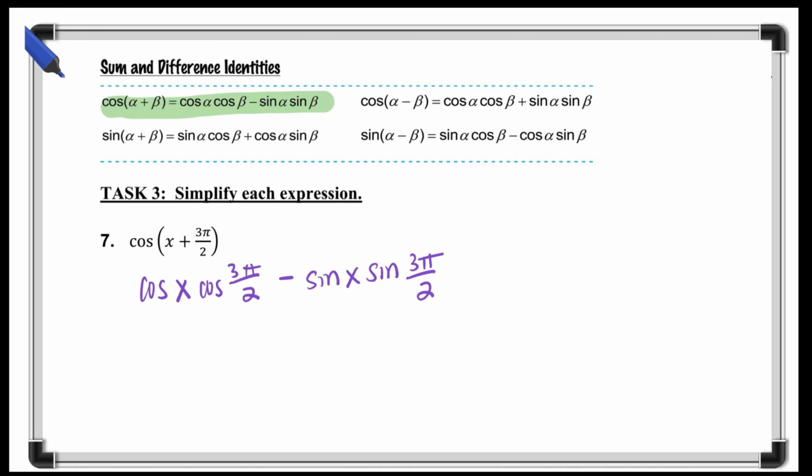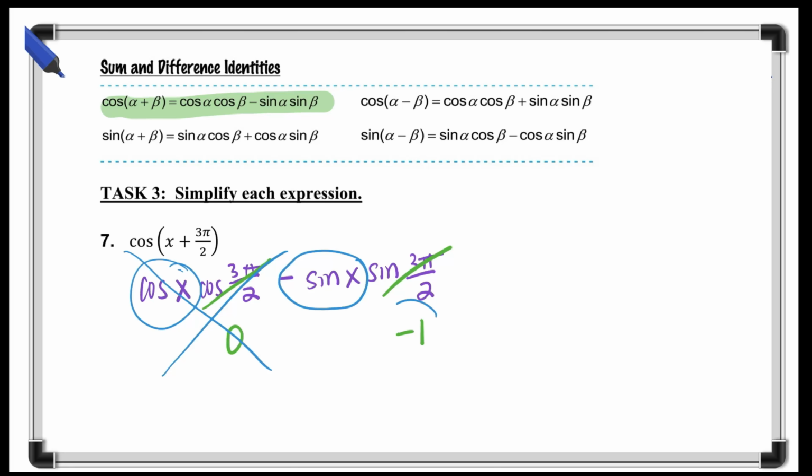All right, so as we look at this question, what we can do is say, well, I know what the cosine of 3 pi over 2 is. I know that is just 0. And then I know that the sine of 3 pi over 2 is just negative 1. So when I simplify my answer here, I have 0 times cosine of x, well, that's just 0, right? So that's going to cancel out. And then you have negative sine x times negative 1, which would simplify to sine of x. So negative times negative will get you that positive.